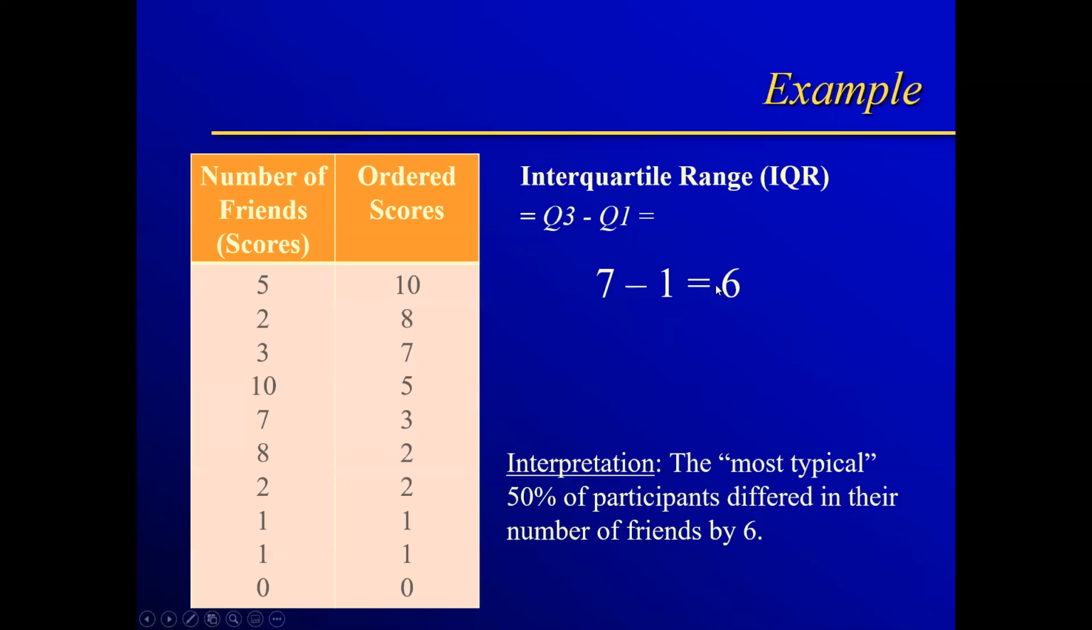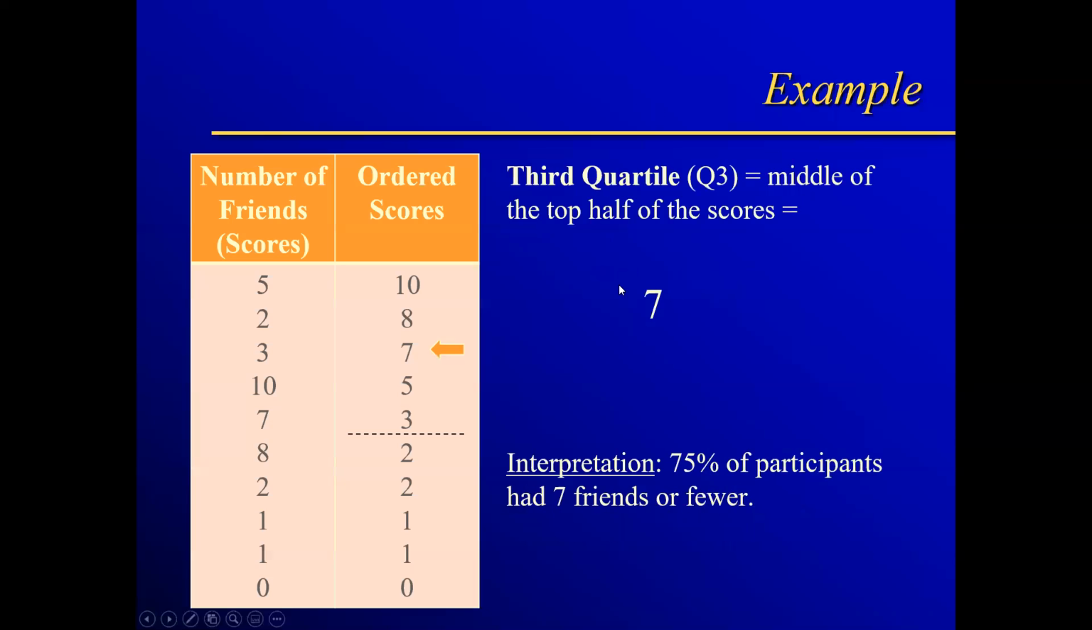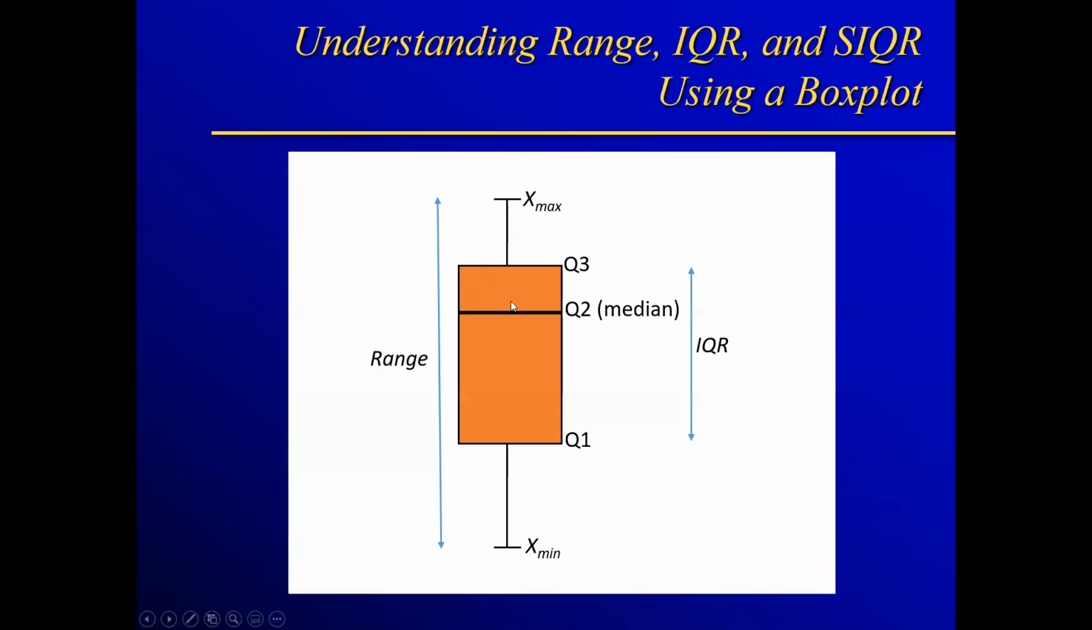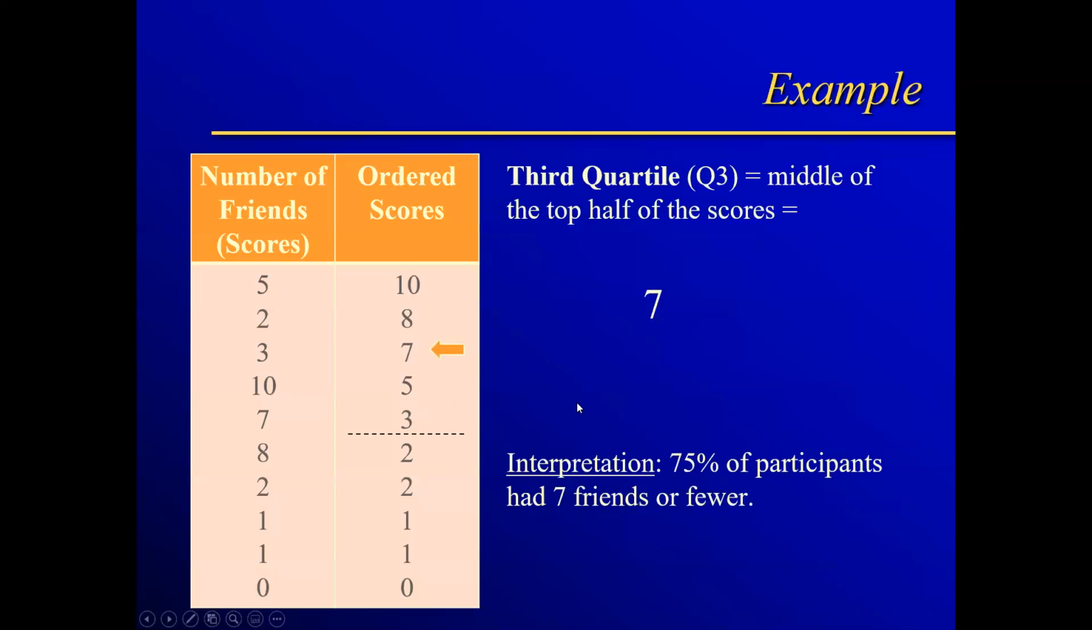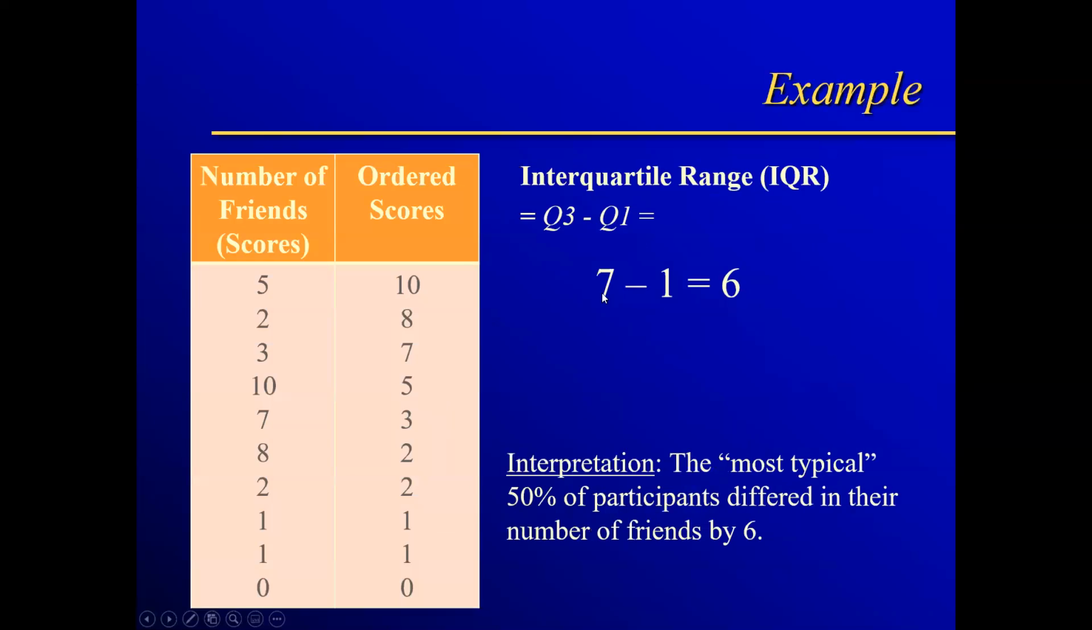So that highest 50% and that lowest 50%, if that makes sense, differs by 6. So if we go back up to this box, the difference between this top Q3 and this Q1 is 6 friends. That's what that's showing. Okay, so that's interquartile range.